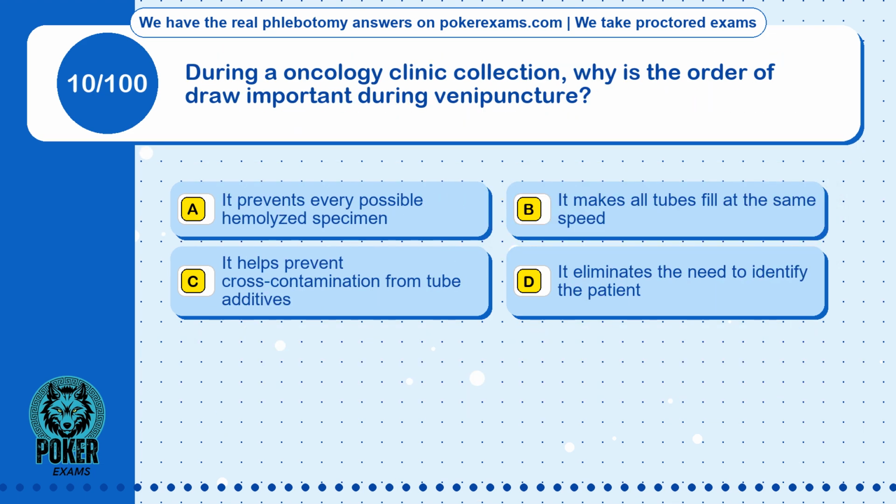Question 10. During an oncology clinic collection, why is the order of draw important during venipuncture? Option A. It prevents every possible hemolyzed specimen. Option B. It makes all tubes fill at the same speed. Option C. It helps prevent cross-contamination from tube additives. Option D. It eliminates the need to identify the patient.